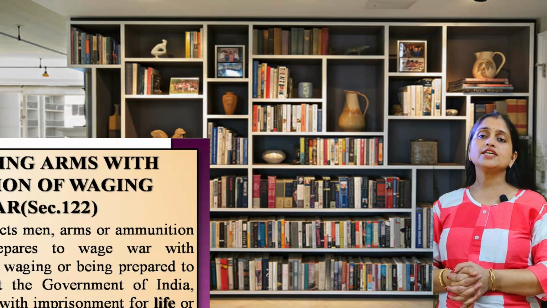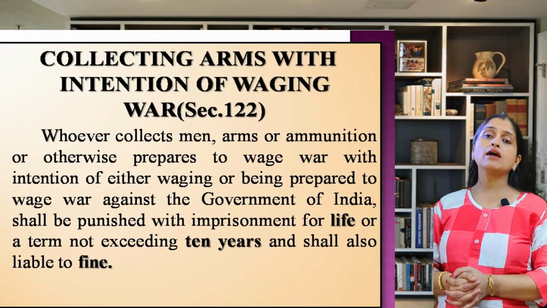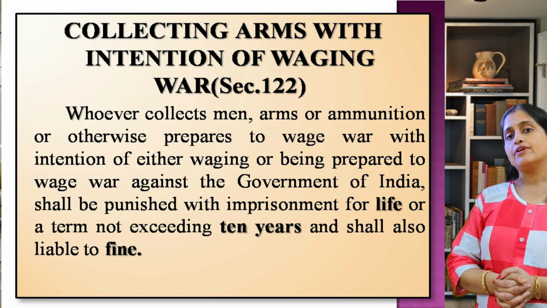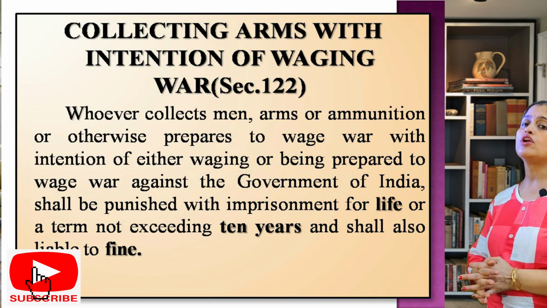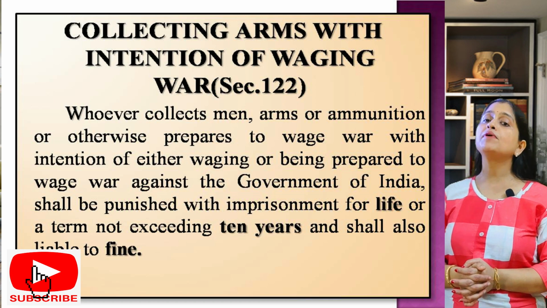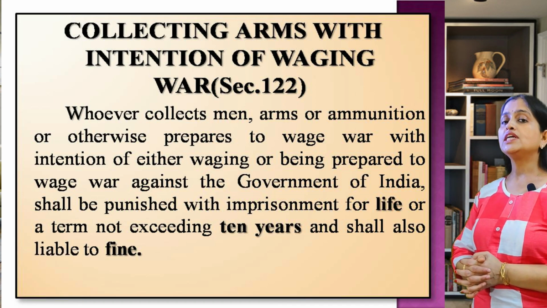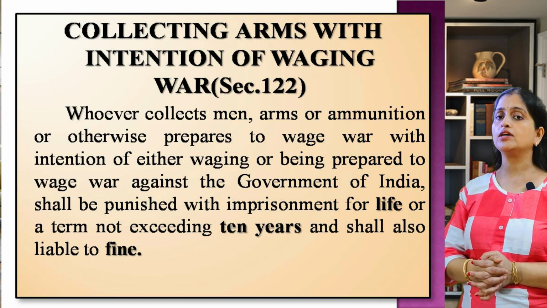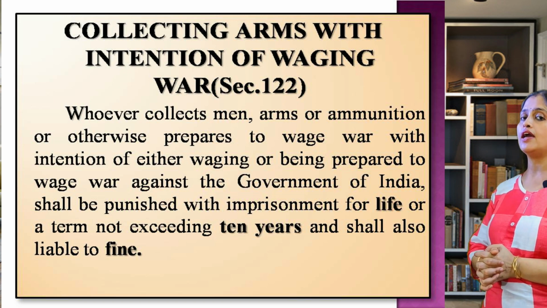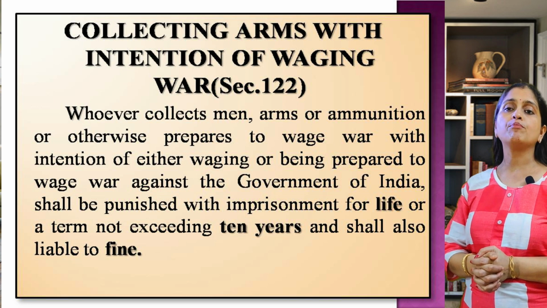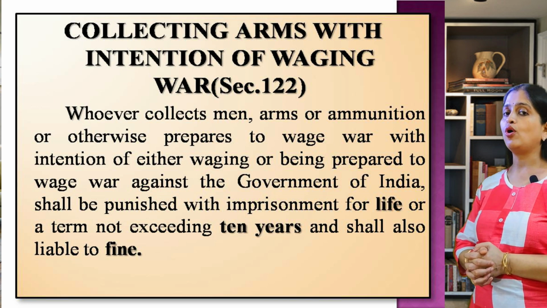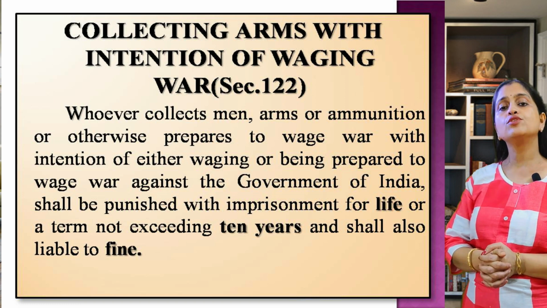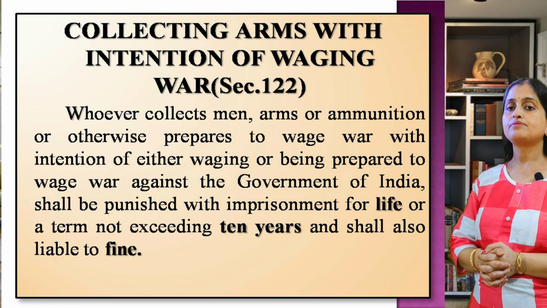Section 122 says collecting arms with intention of waging war. Whoever collects men, arms or ammunition or otherwise prepares to wage war with intention of either waging or being prepared to wage war against the government of India shall be punished with imprisonment for life or a term not exceeding 10 years and shall also be liable to fine.